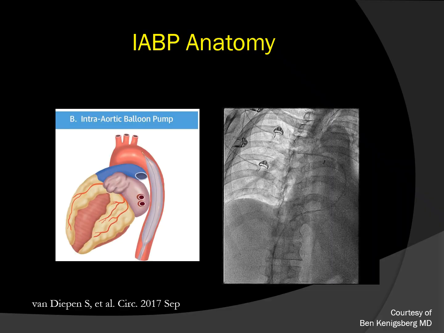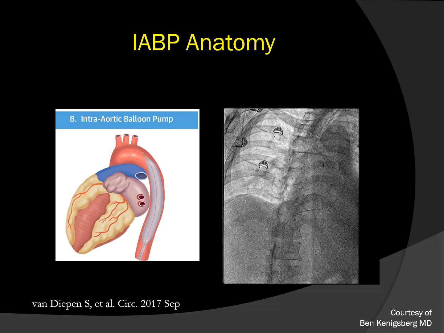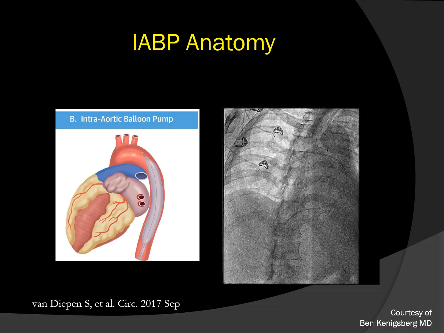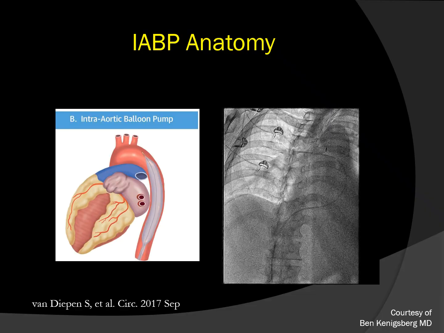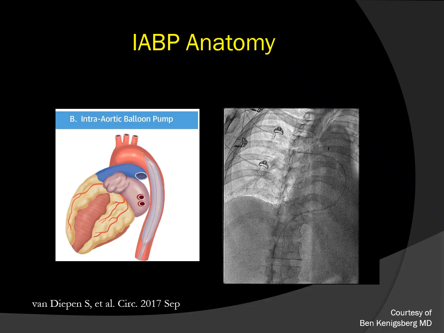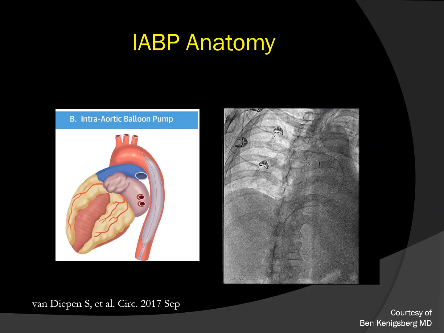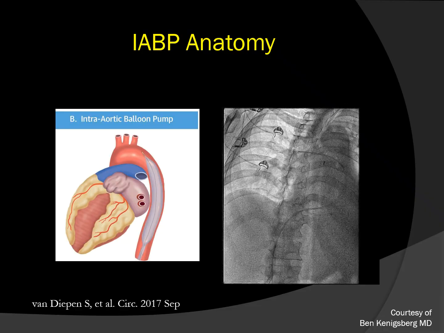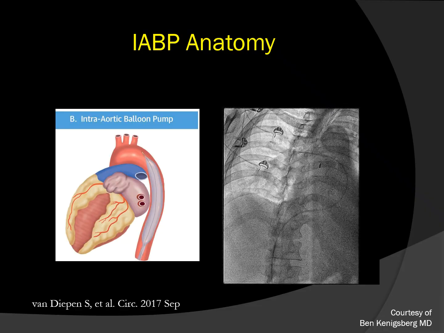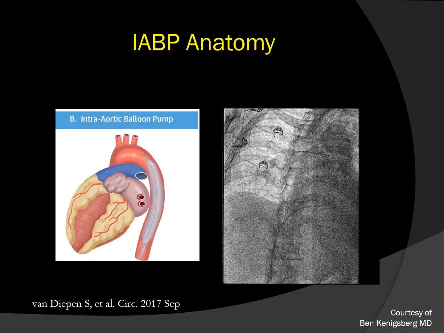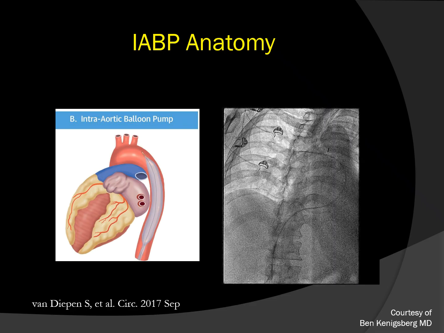During late diastole, the helium-filled balloon deflates, creating a low afterload environment for the left ventricle to eject into, ultimately reducing myocardial oxygen consumption. On the right side, you can see a fluoroscopic image of an intra-aortic balloon pump with both inflation and deflation. You can see the tip is located just below the aortic knob and the carina.